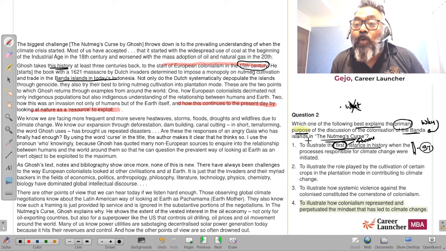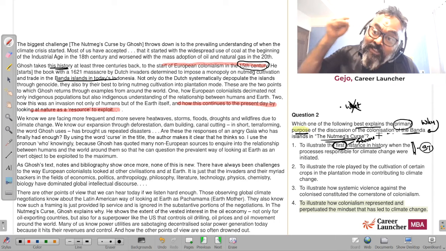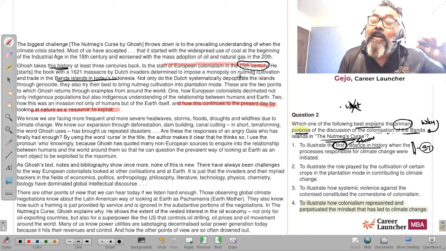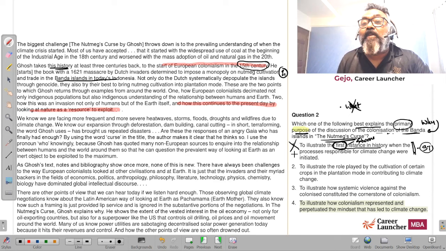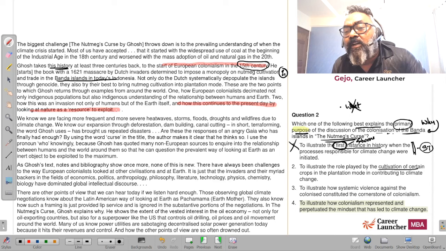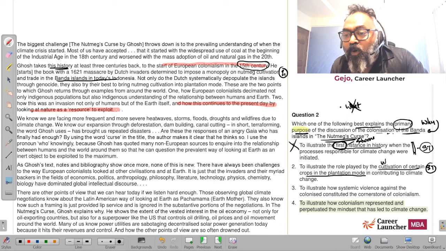Whether the issue happening in the Banda Islands was the first instance, that is a problem. No. In general, the start happened somewhere in the 15th century, but not necessarily at this starting point. This was given as an example for a larger point the author wants to raise, which is why this cannot be the answer to our question. Let's look at answer choice number two: to illustrate the role played by cultivation of certain crops in plantation mode. So look at this sidetracking, right? This is talking about what the basic issue is within this.